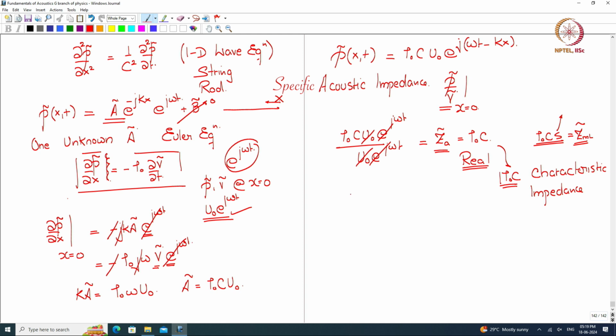And because it is an infinite pipe, there are no resonances. Power from the driver moves away to infinity along the pipe. All those implications are there. So this is pressure at a point and velocity at that point. It is a point property, that is important.